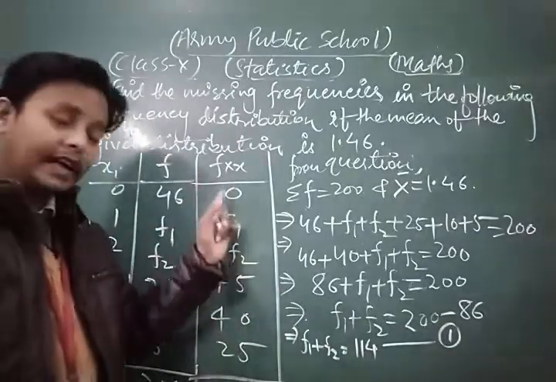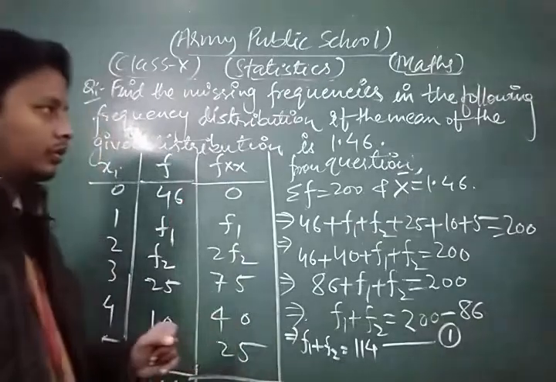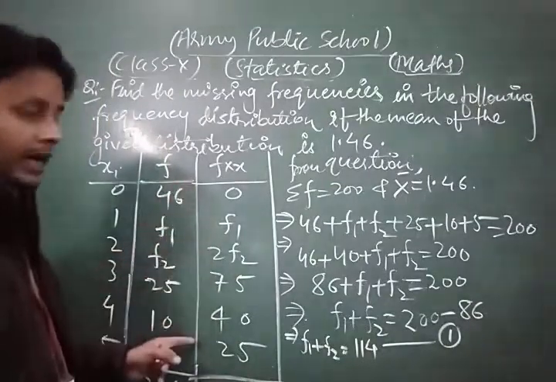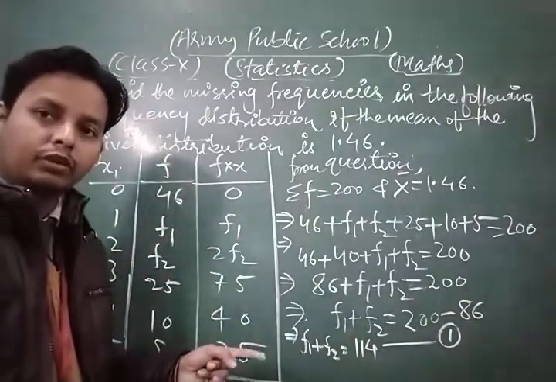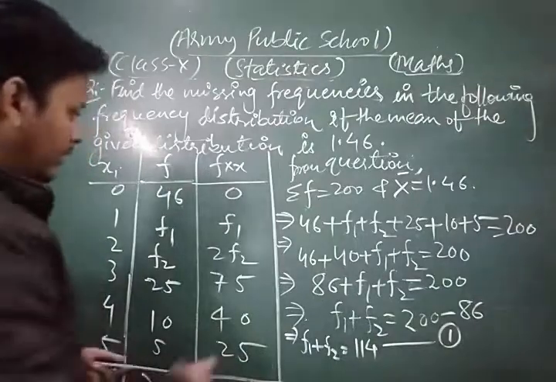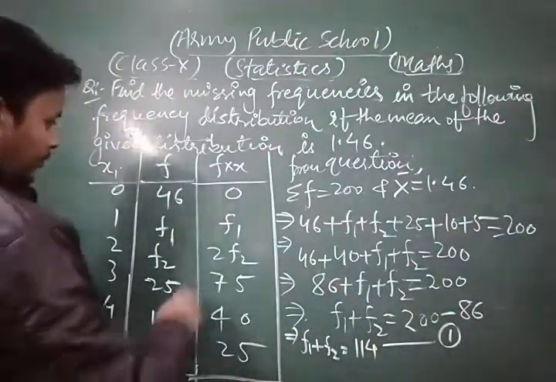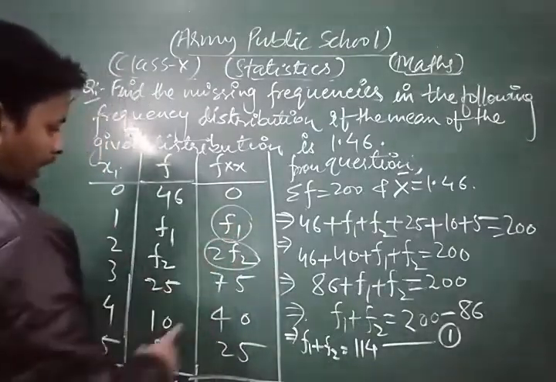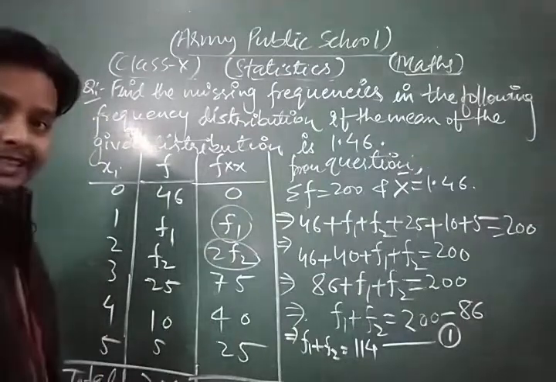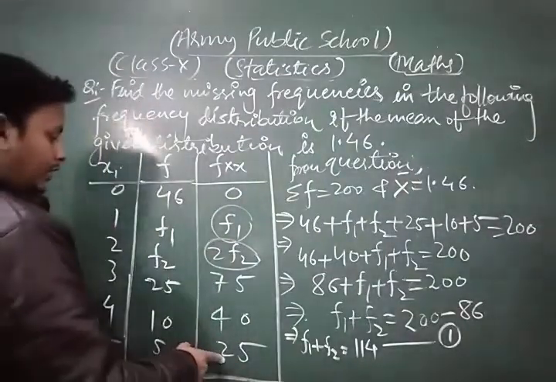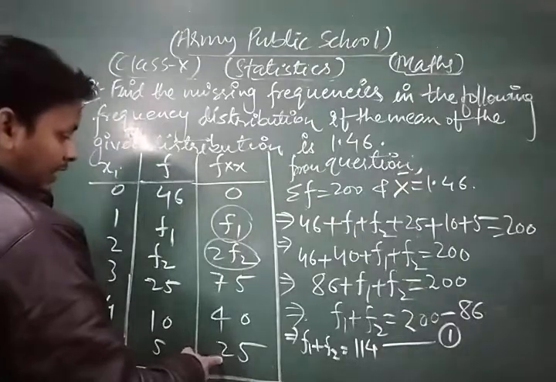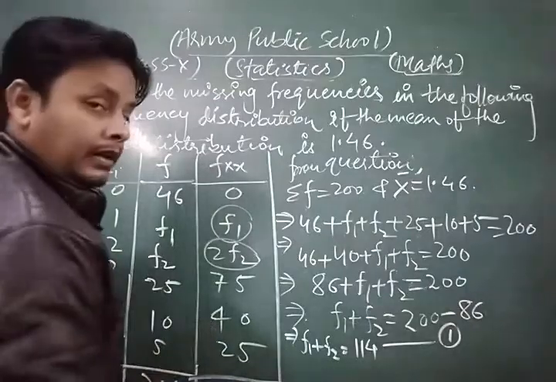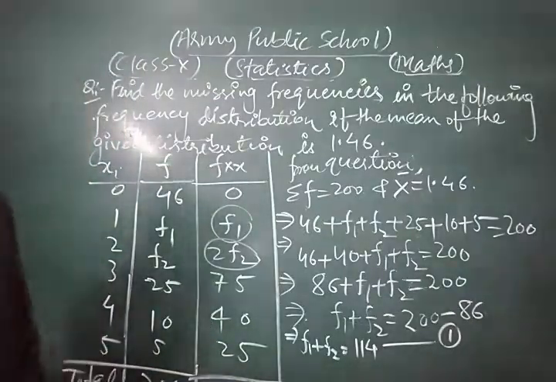Now we find another relationship between these tabulations. By which method? First of all, we find sigma fx, and then we apply the formula for mean. Now we add the values: 75, 40 and 25. Adding these, we get 75 plus 25 is 100, and this is 140.